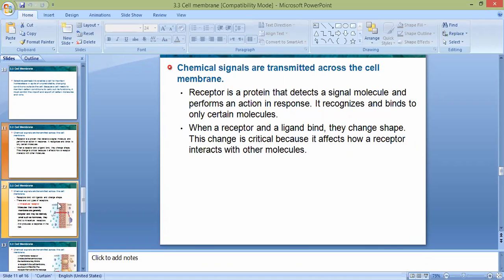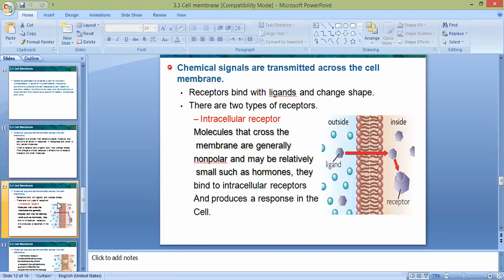For signals to be transmitted, there should be receptors. When receptors and ligand bind, they change shape, and this change is critical. It affects how a receptor interacts with other molecules. And as we said here, receptors bind with ligands.